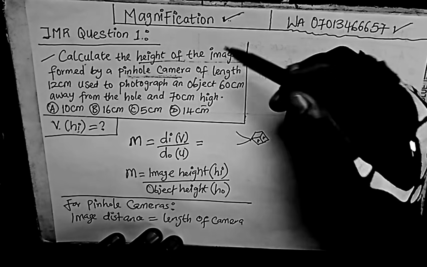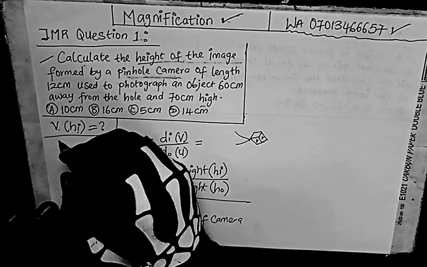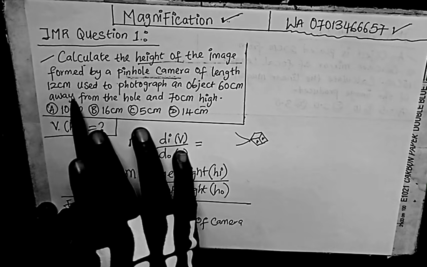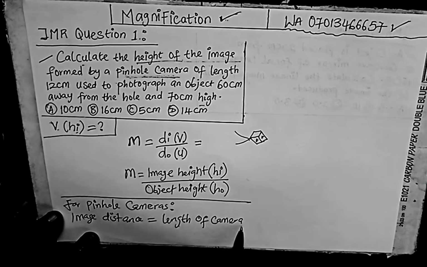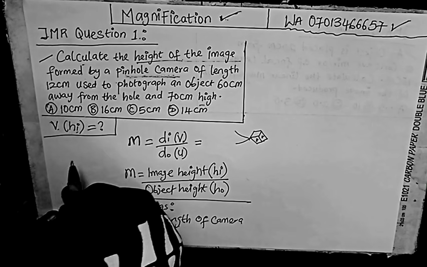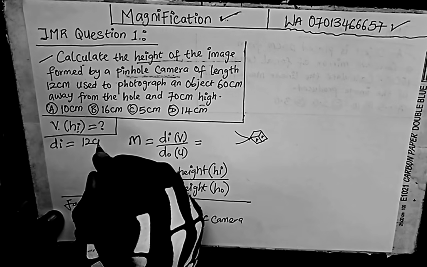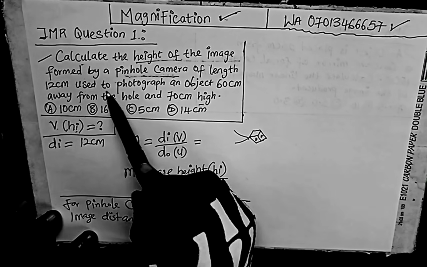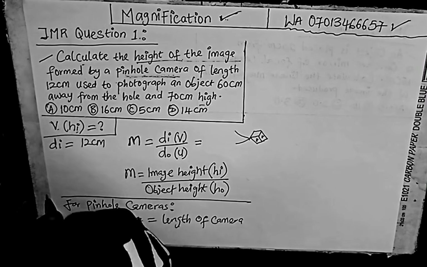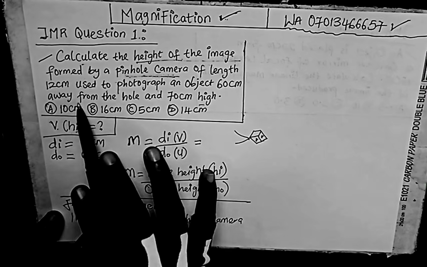But first of all, let's write out all we were given. The question says: calculate the height of the image formed by a pinhole camera of length 12 centimeters. Remember, the length of the camera is the image distance. So the image distance, D_I, is equal to 12 centimeters. What else did they give us? It is used to photograph an object 60 centimeters away. This one is the object distance, equal to 60 centimeters.